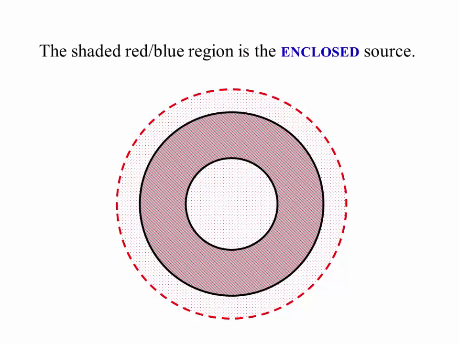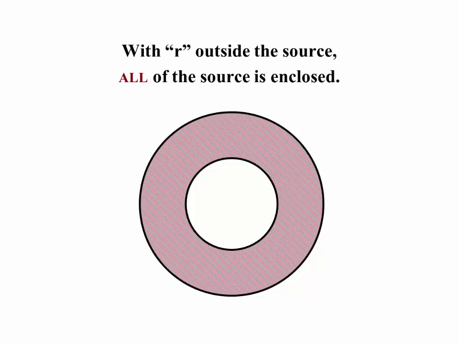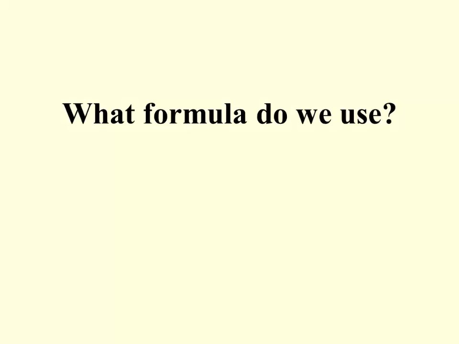When we overlap these two, find their intersection, the shaded blue-red region, the region with the diagonal red hash lines through it, is the enclosed source. It's the area that is both inside the red dashed line and has a non-zero blue area. And with R outside that source region, all of the source is enclosed. Sometimes that's enough to answer the question.